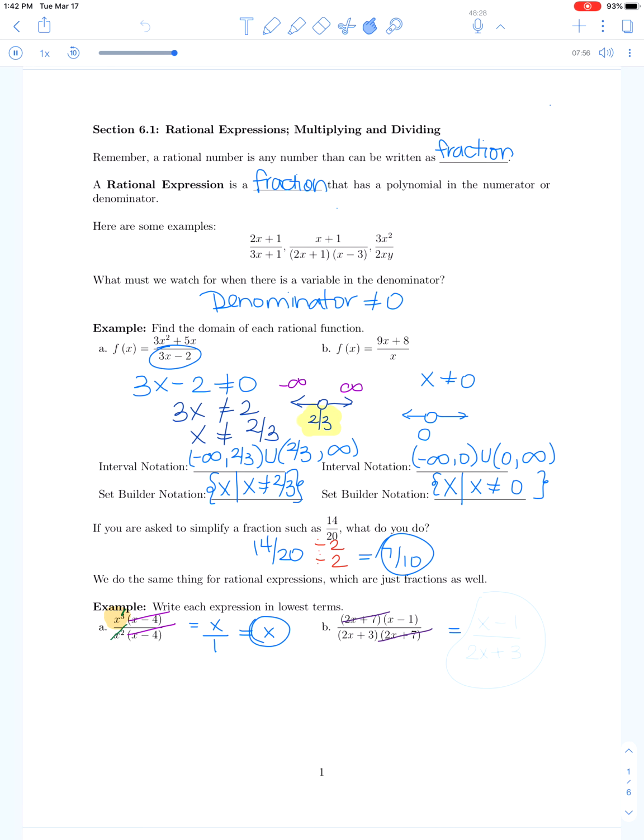This leaves us with the result of x minus 1 on top and 2x plus 3 on the bottom. Notice we don't need to write the parentheses any longer. The reason why they're not needed is because the expressions x minus 1 and 2x plus 3 are now by themselves. So we don't need the parentheses around them once they are alone.